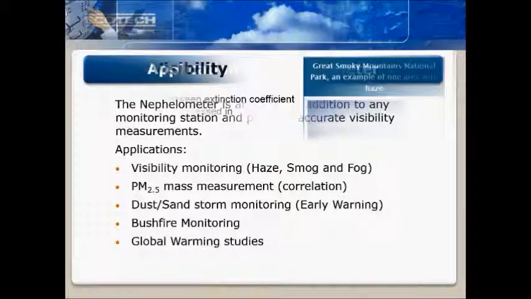The applications of a nephelometer: you can use it for visibility. You can use it for measuring PM2.5, sandstorms, brush fires. I will show you a little bit about the applications now.